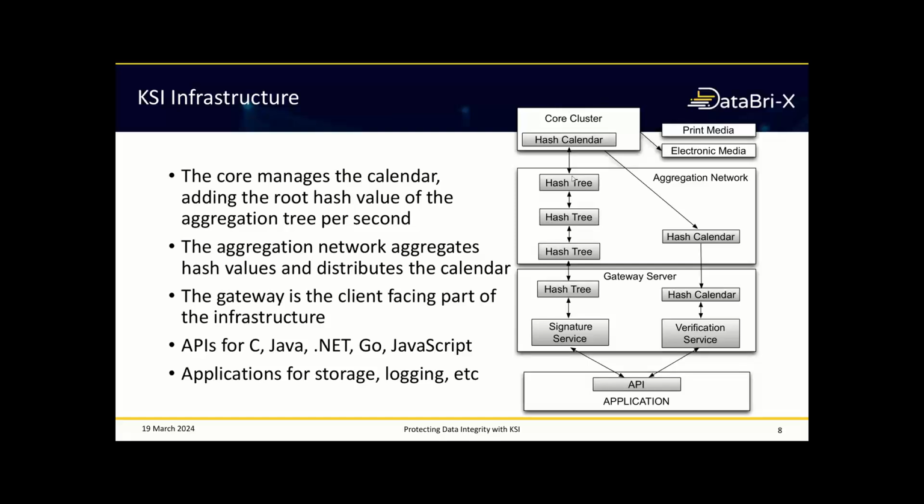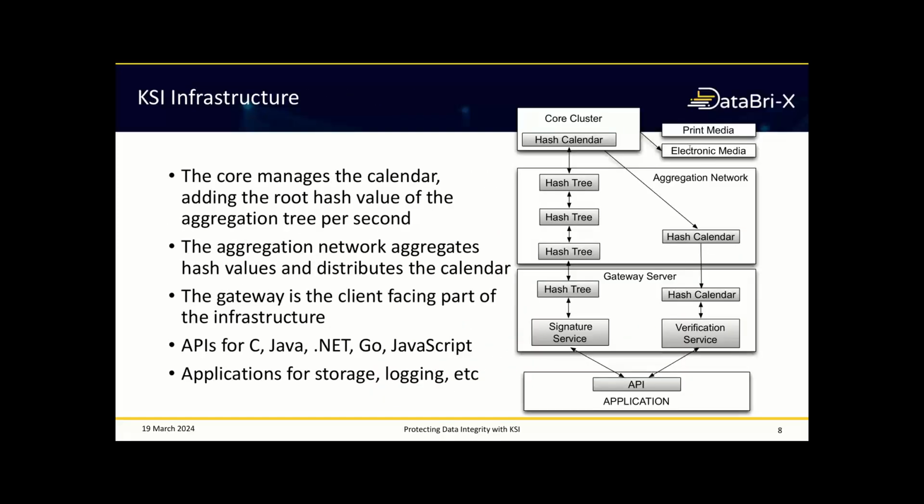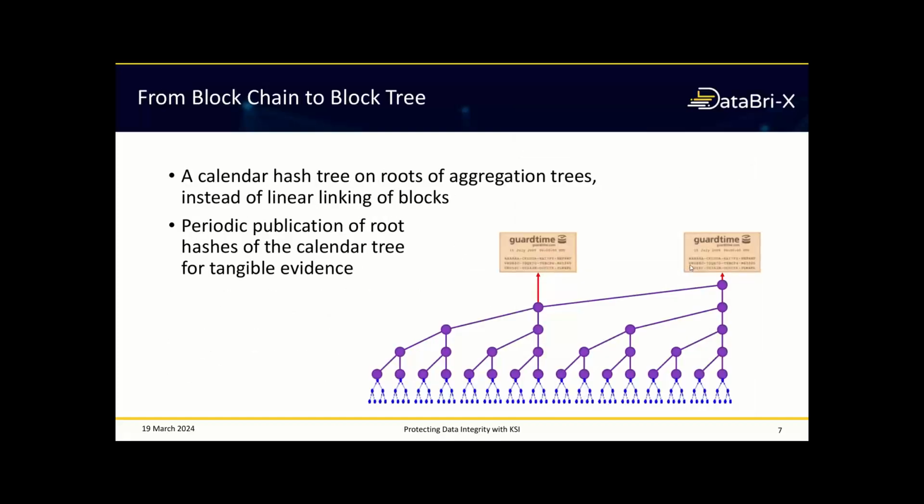And the goal, or the role or function, of the core cluster, as said, is to maintain the hash calendar only, and also to produce those summary values for printing, for publishing, which we publish in print media, in newspapers, for really providing very strong tangible, physical evidence. But for convenience, we also distribute it in electronic form as electronic media. So the same values that we print in newspapers, we also distribute as a digital archive.